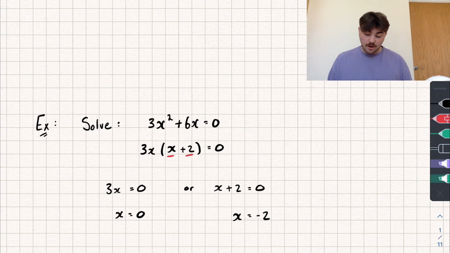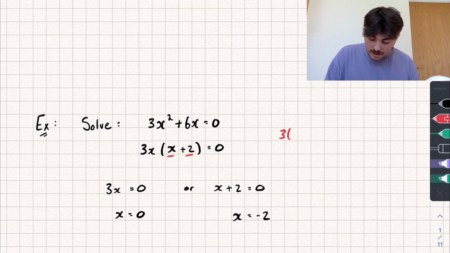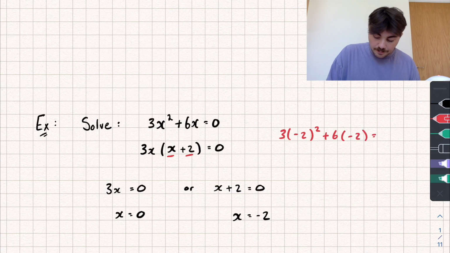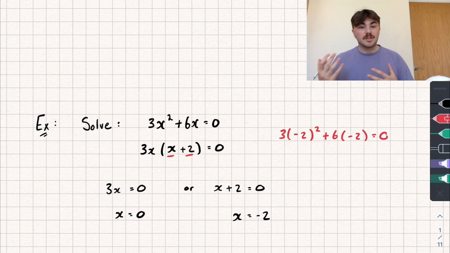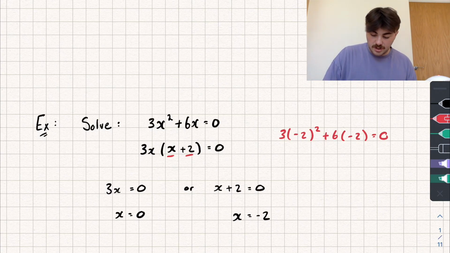And we could check that they're correct by, say, substituting one of them back into the original equation and checking it equals 0. So, for example, I'll choose this one here, x equals negative 2, and we substitute it in for x, and if we do, we get 3 lots of negative 2 squared plus 6 lots of negative 2 is equal to 0. So let's now expand this. Well, negative 2 squared is positive 4. 4 lots of 3 is 12.